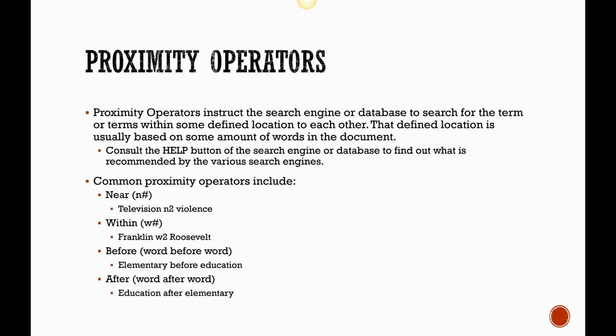Near, use N and a number, so television N2 violence, meaning within 2 words. W and a number would be within, so Franklin W2 Roosevelt. Before, so a word before a word, like elementary before education. Or after, like a word after a word, education after elementary, for example.